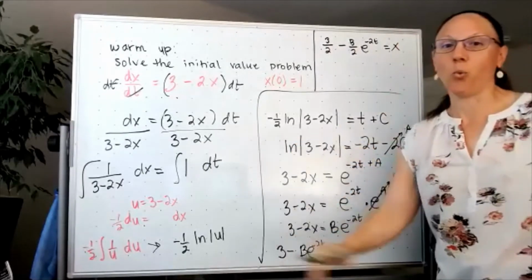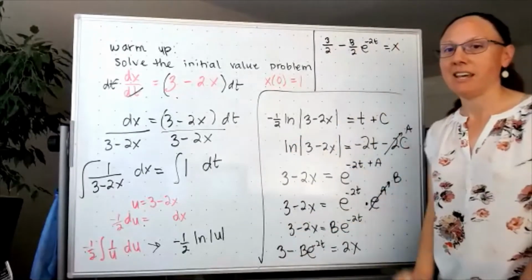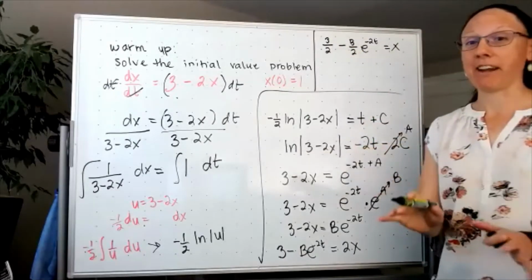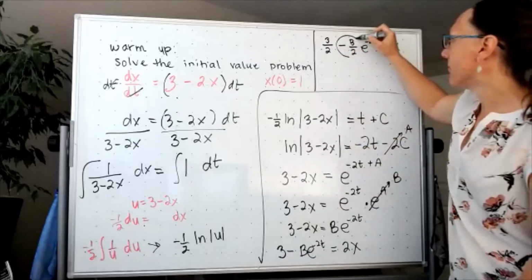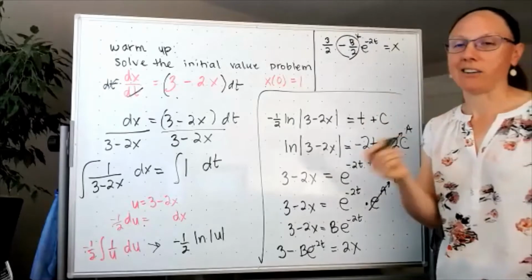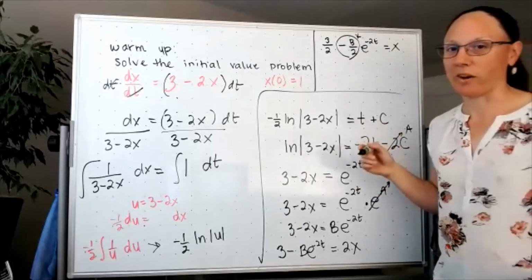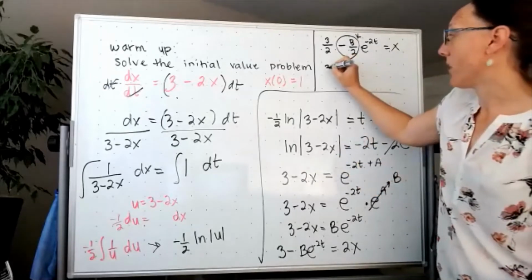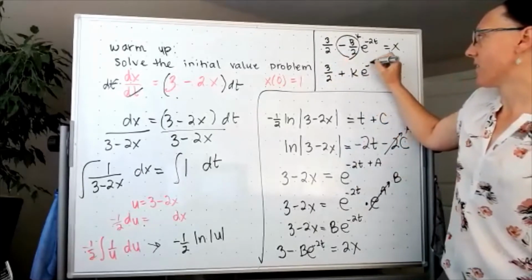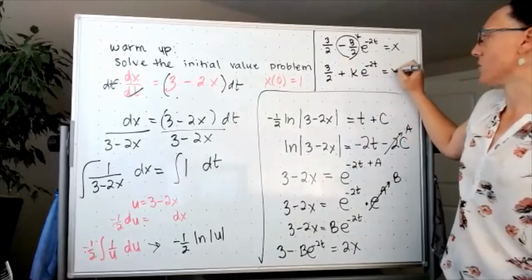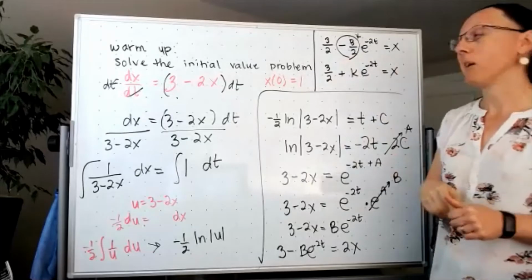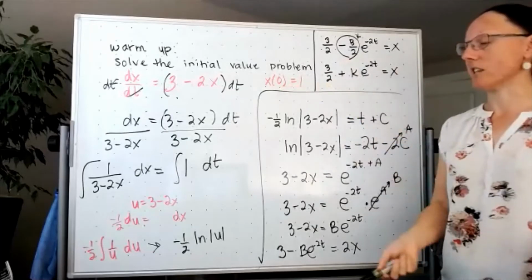And then I'm going to do one last mathematician-y thing and take that negative b over 2 and call it my last and final constant, k. I'd go to c, but we used c at the beginning, so I needed a new letter. So I'm looking at 3 halves plus k e to the negative 2t is equal to x. And we haven't completely solved the problem yet because I still have to account for that initial condition.